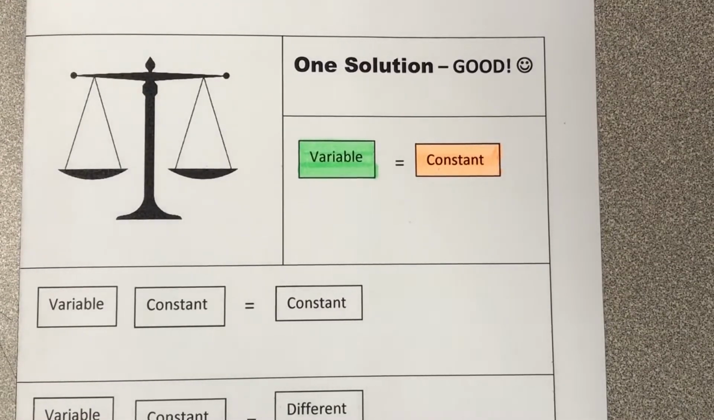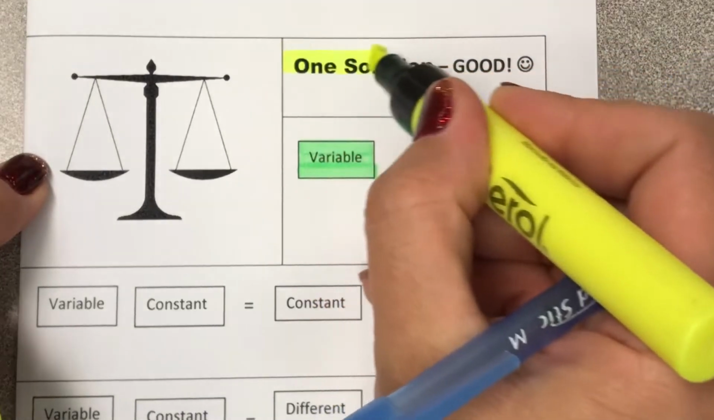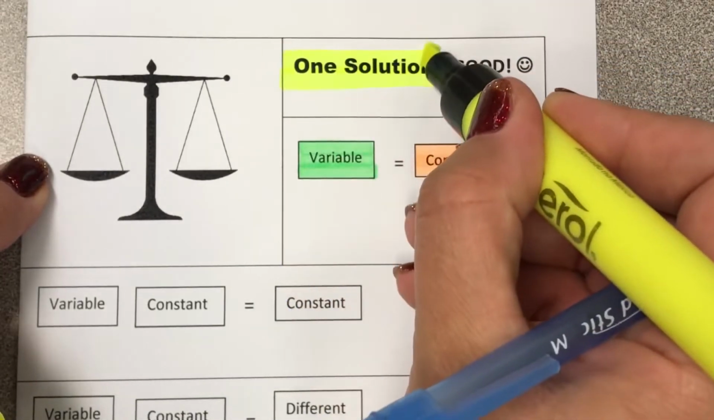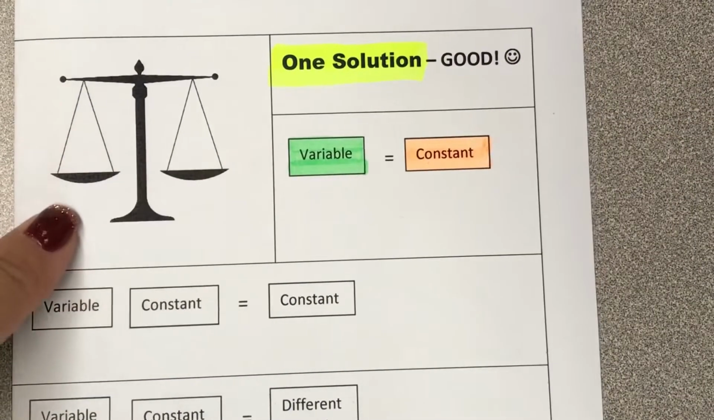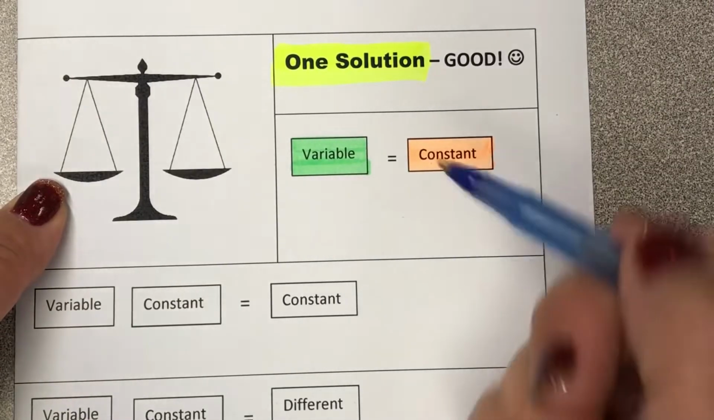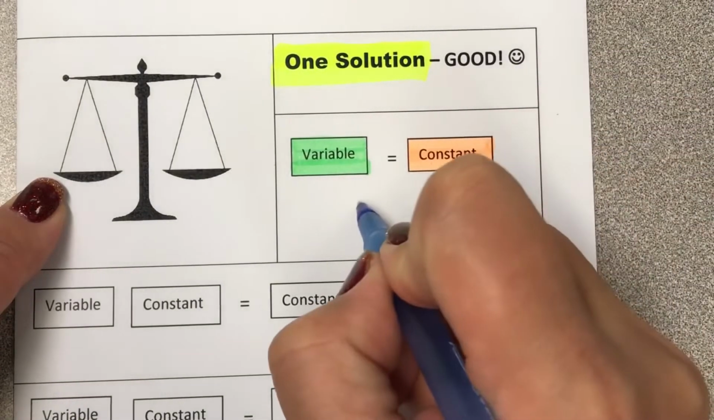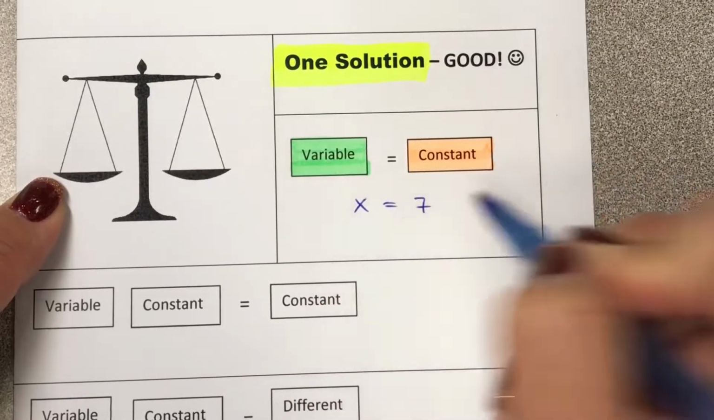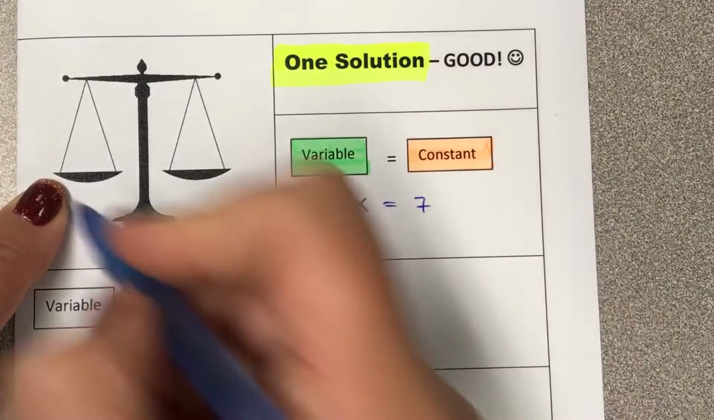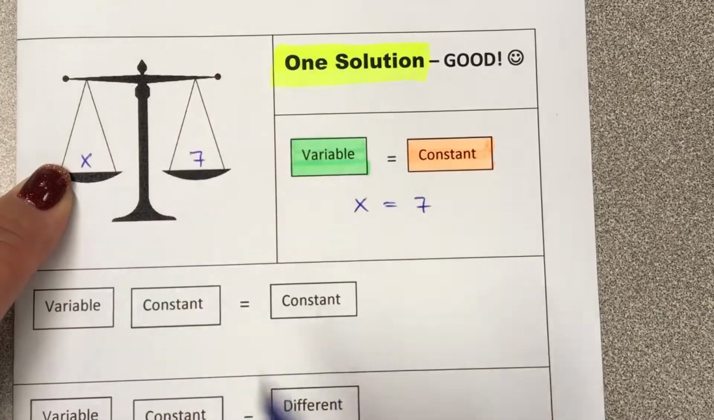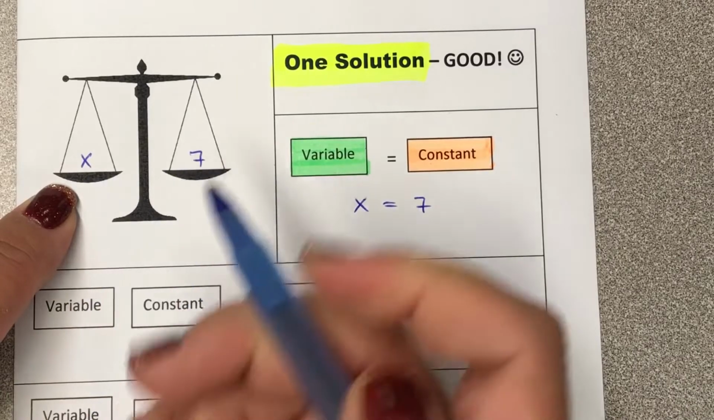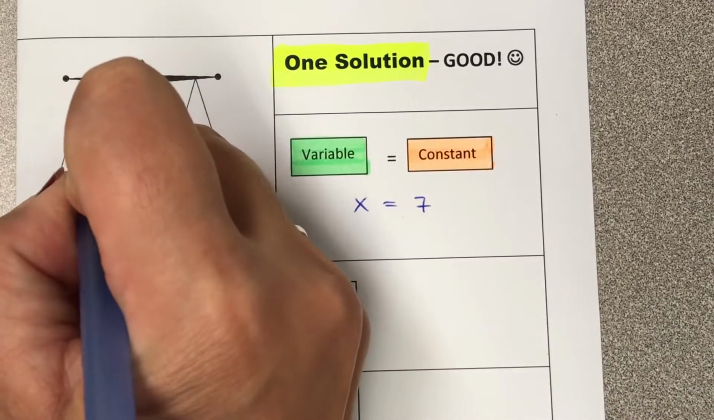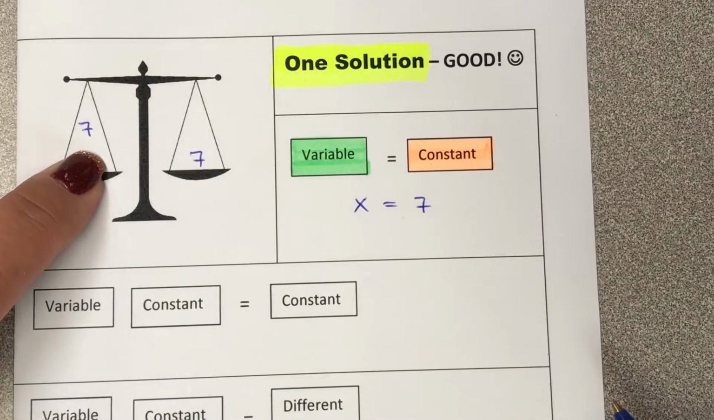Most equations that we learned so far how to solve had only one solution. One solution means that there is only one possible answer or one possible value that makes the equation true, so the equation is completely balanced. So let's say variable equal constant could be something like x equals 7. If I put x equals 7 on my scale, the question is, what is the value of x to equal 7? That is 7. So 7 equals 7.